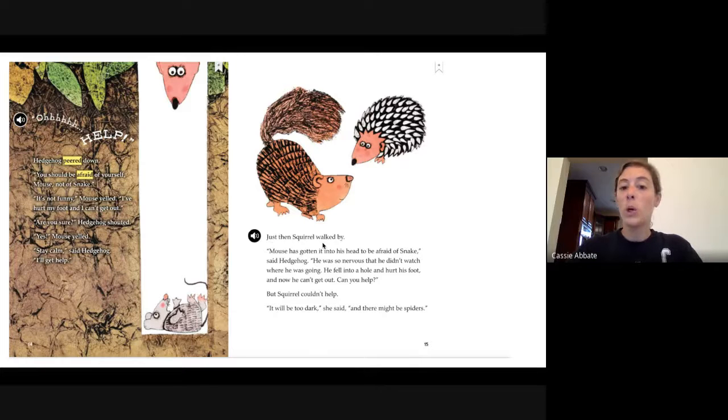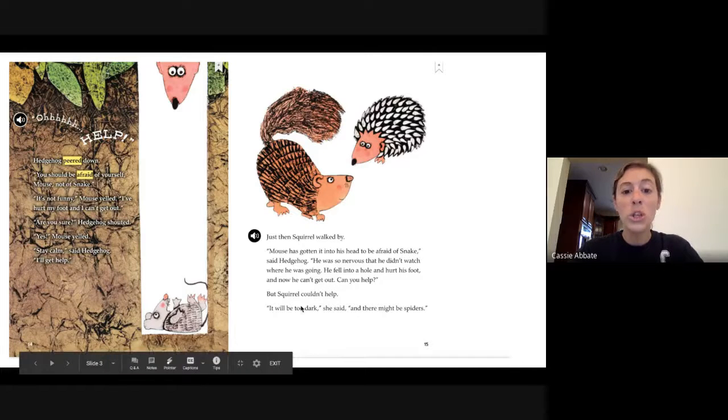Just then, Squirrel walked by. Mouse has gotten it into his head to be afraid of Snake, said Hedgehog. He was so nervous that he didn't watch where he was going. He fell into a hole and hurt his foot, and now he can't get out. Can you help? But Squirrel couldn't help. It will be too dark, she said, and there might be spiders.